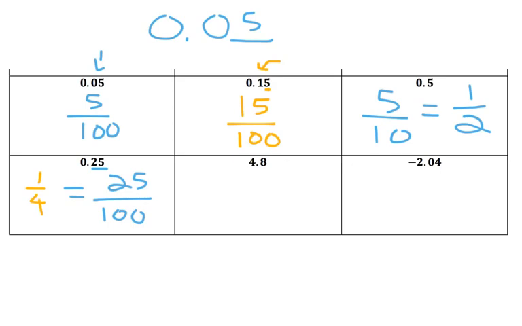So 4 and 8 tenths, we have a 4 in the ones place, and an 8 in the tenths place, so it's 4 and 8 tenths. Negative 2 and 4 hundredths would be negative 2 wholes, and then 4 hundredths. Hopefully that's starting to get easier and easier for you. Go ahead and check out the last page where I review for the exam.